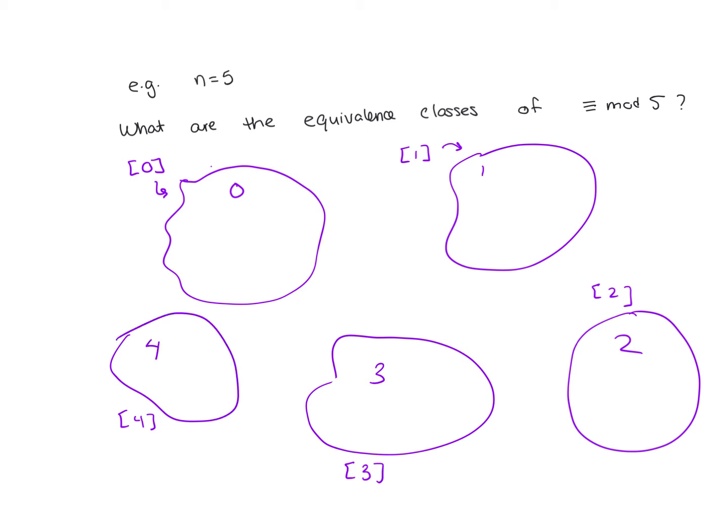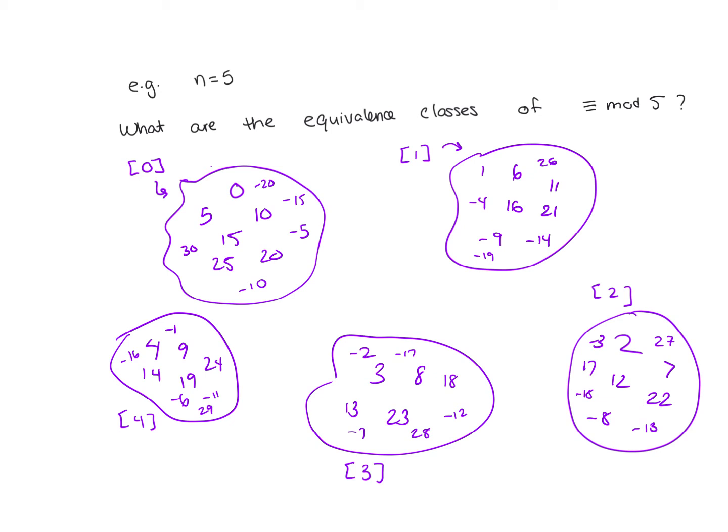And then we just go around. 5 is equivalent to 0, 6 is equivalent to 1, 7 is equivalent to 2, 8 is equivalent to 3, 9 is equivalent to 4, and so forth. So I'm going to go around and fill in a few of the different numbers here so I can think about all of those equivalence classes mod 5. So let me go ahead and do that, and then I'll come back.